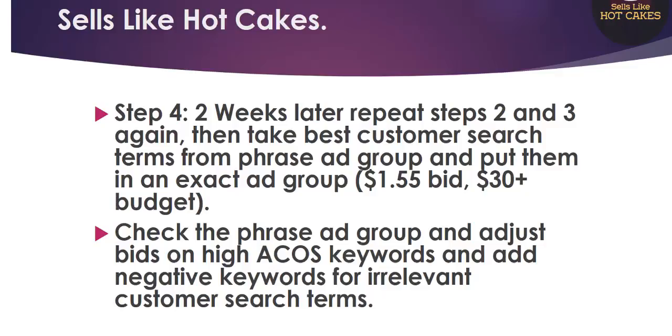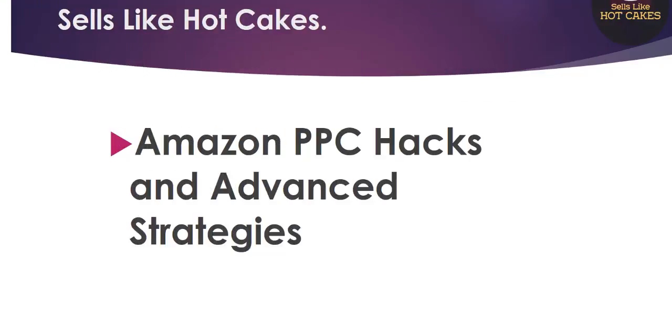Then you check the phrase ad group and also check bids on the high ACOS keywords and add negative keywords for irrelevant customer search terms. You see, guys? If it sounds complicated, take your time to watch the video several times and take notes. It's not hard at all if you start doing it. This is how the strategy works.